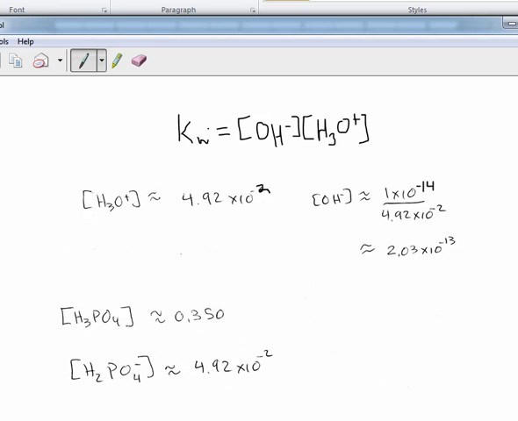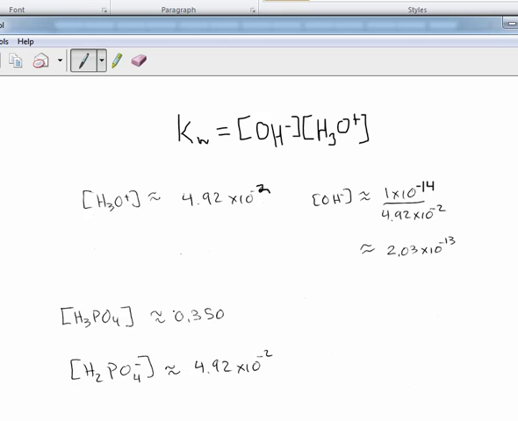We know from the relationship of Kw, the concentration of hydroxide times hydronium, is always equal to 1 times 10 to the minus 14th at 25 degrees Celsius. I can just solve for the unknown of hydroxide by dividing my concentration of hydronium into 1 times 10 to the minus 14th. So I get my concentration of hydroxide approximately 2.03 times 10 to the minus 13th.